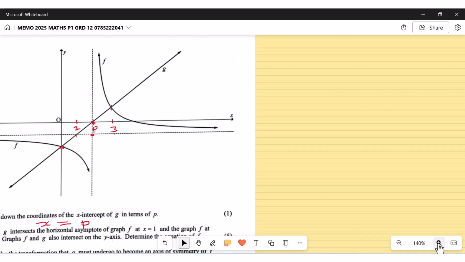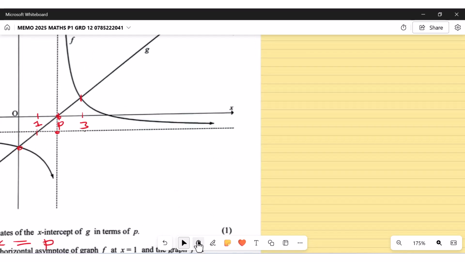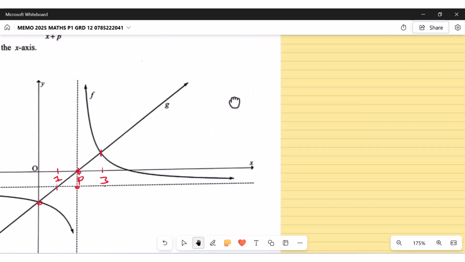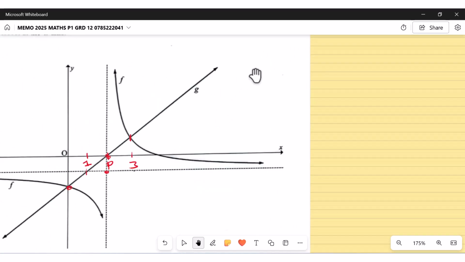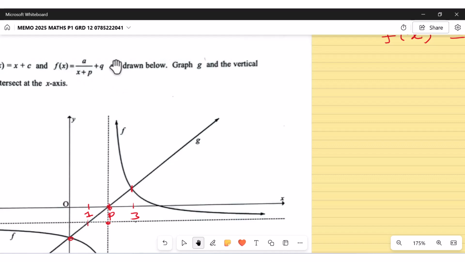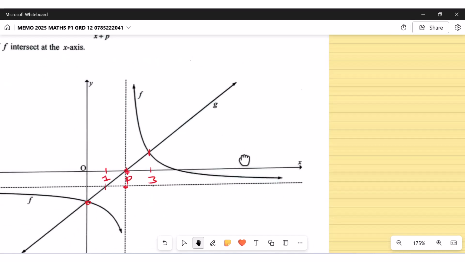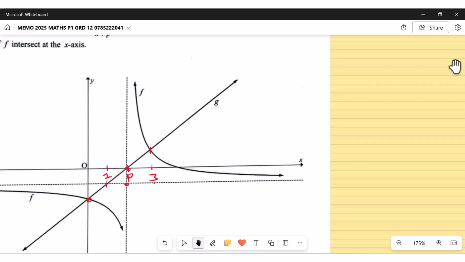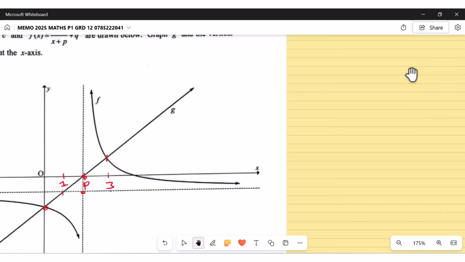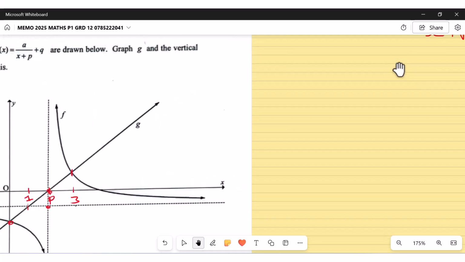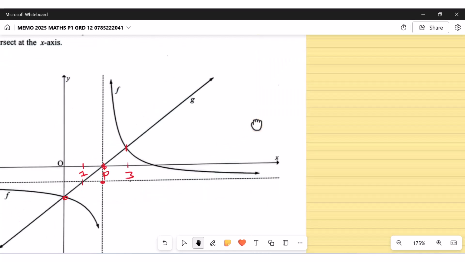So what do we notice here? From the given information, we can see that these points are on the same line. This point here I'm going to call point A. Now that point A is the point (1; y1). I don't know the y value yet.